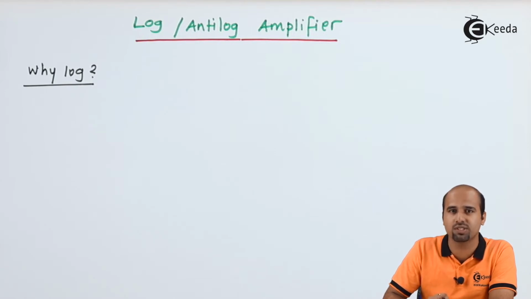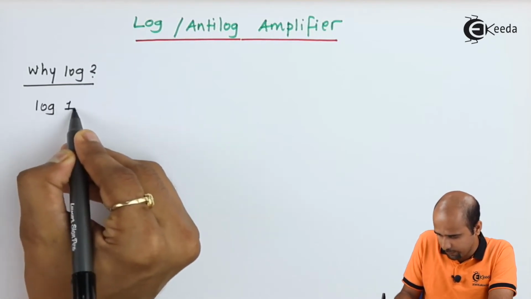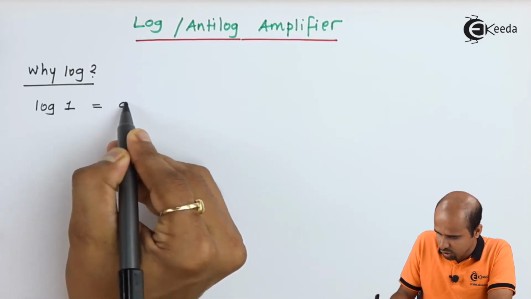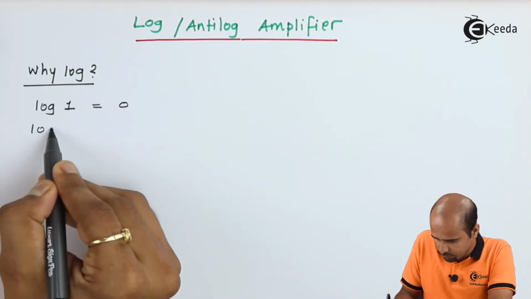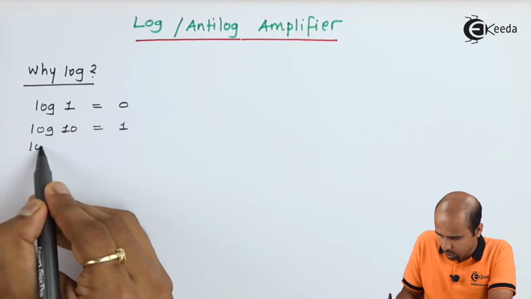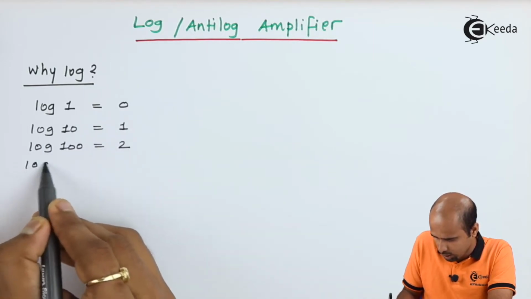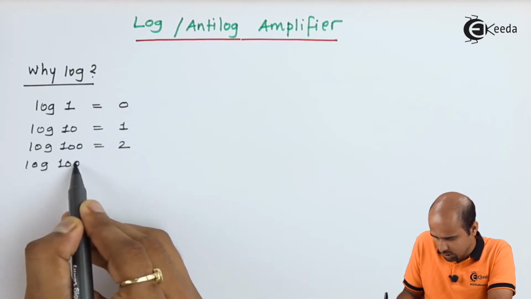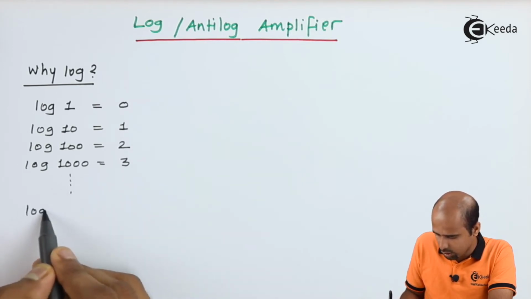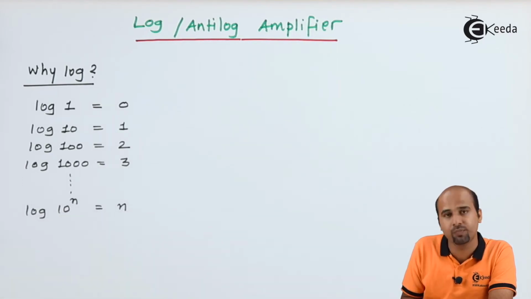Let us try to catch some values of log. Let us say log of 1 is equal to 0, right? Then we will jump to log of 10, which is equal to 1. Then log of 100, which is equal to 2. Then log of 1000, which is equal to 3. And likewise, log of 10 to the power n is equal to n.